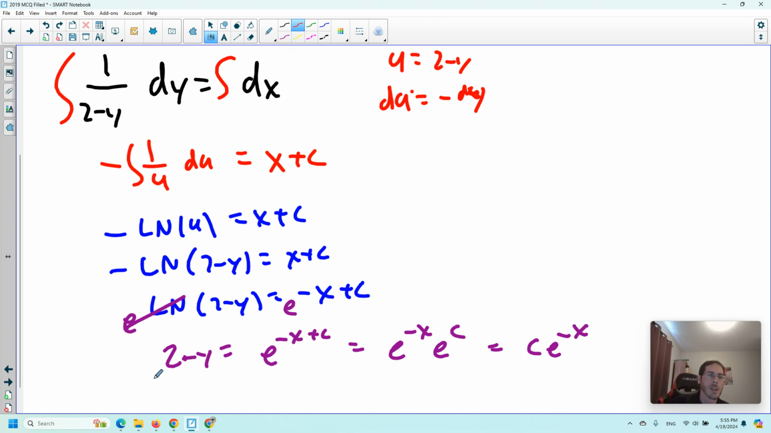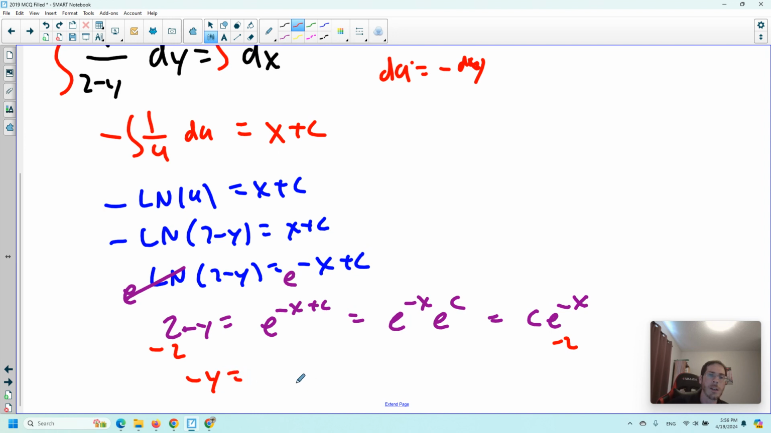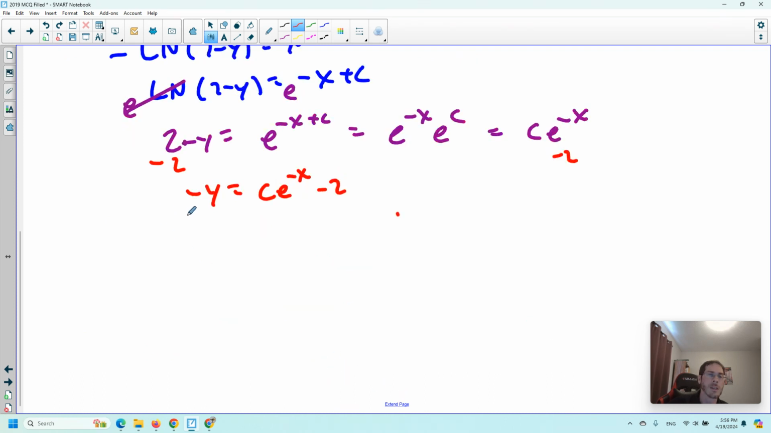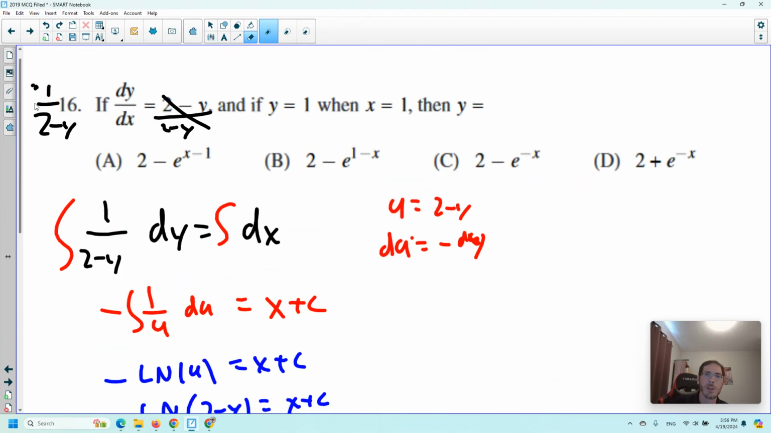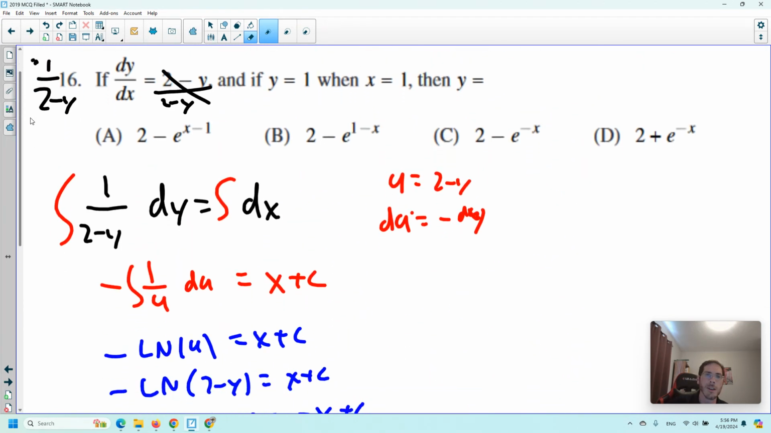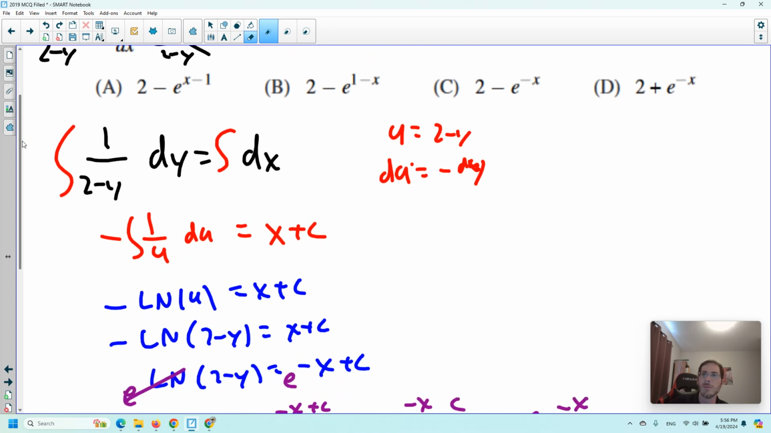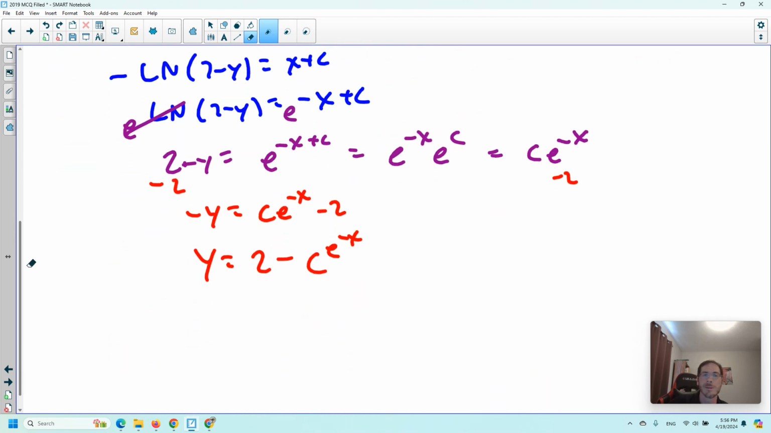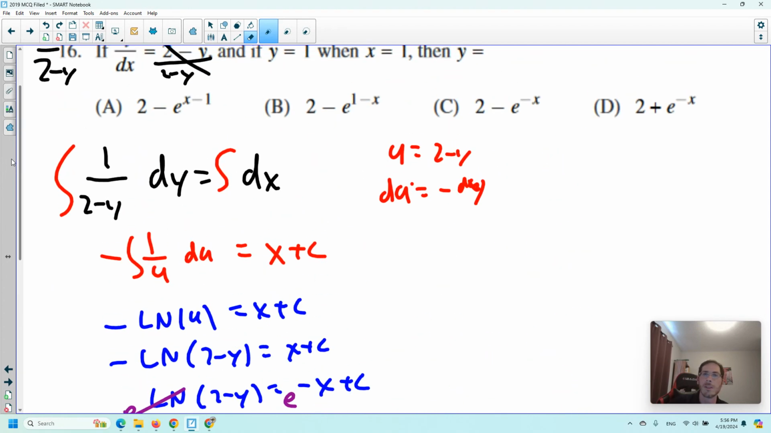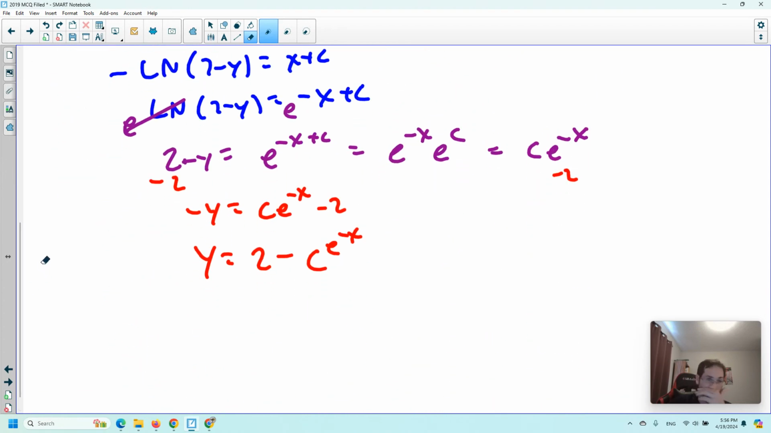All right, we still got to get y by itself, so minus 2 on both sides. So we get negative y equals c e to the negative x minus 2. We divide everything by negative 1. Y equals 2 minus or plus c e to the negative x. All right, does anything look like that form? Yeah, they all look like that form. Great. All right, so I'm just going to stick with this because it looks like we got 3 minuses and 1 plus. I'm hoping it's a minus sign.